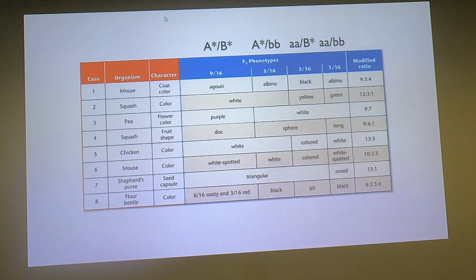So now I'm going to ask you to explain all of these to me. Can you do it? I'm just going to ask you for a plain English explanation of how you would rationalize this. So, for example, let's go to the first one. We've got agouti, albino, black, albino. So 9/16 agouti, 3/16 albino, 3/16 black, 1/16 albino again. That gives us a total of 9-to-3-to-4. What's going on here? What are the relationships between these loci and these alleles that give that particular combination of colors?